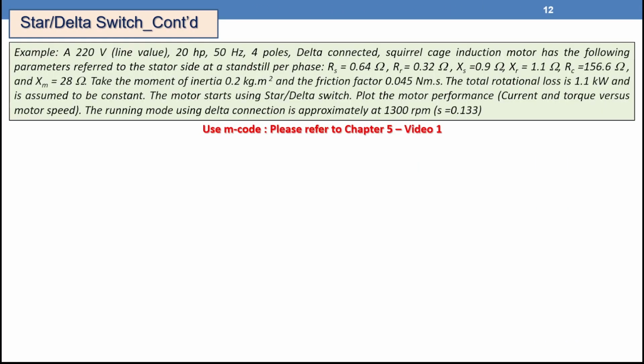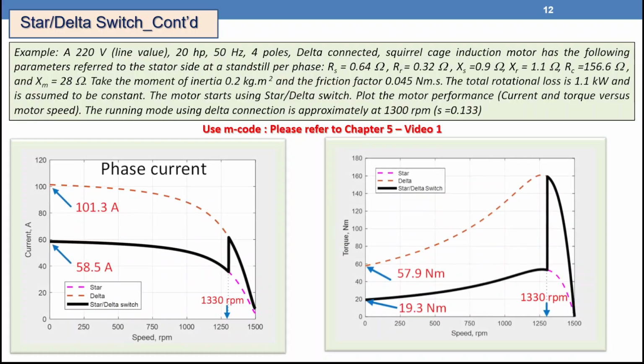Let us take an example for star delta switch. We are going to use the same example we had in chapter number 5, video number 1. But I'm going to change the voltage here to convert the motor from star connection to delta connection. So the voltage will be 220 volt. So the same parameters for the same machine, except that the voltage is 220 volt line value for a delta connected motor. When I run that one, I'm going to find that this figure shows phase currents. The dashed orange line is if the motor started as a delta.